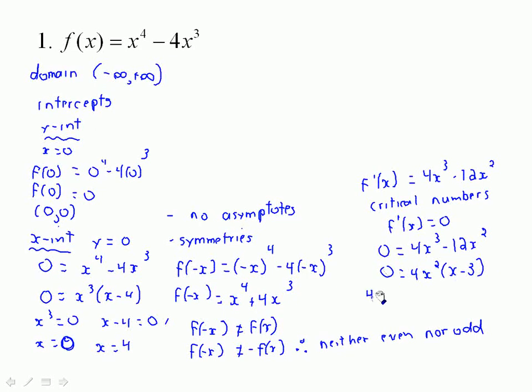Set both to 0. 4x squared is equal to 0, so x is equal to 0. X minus 3 is equal to 0, so x is equal to 3. So these are our critical numbers.